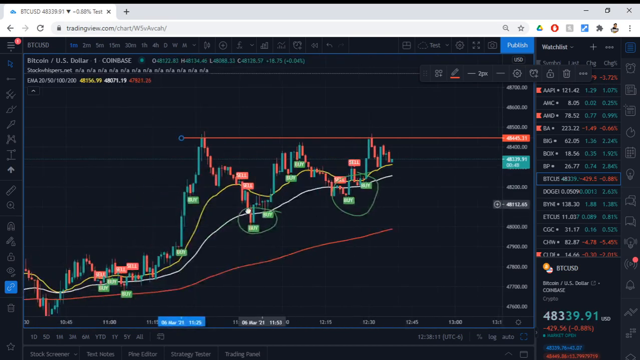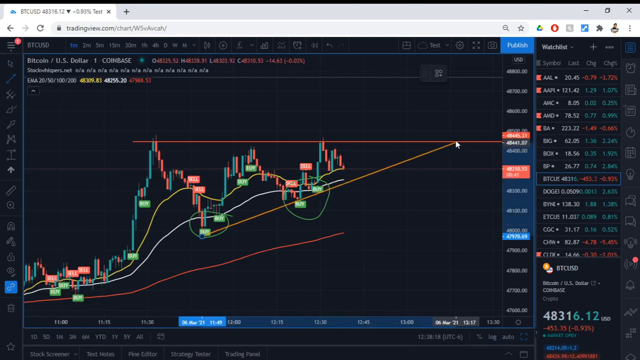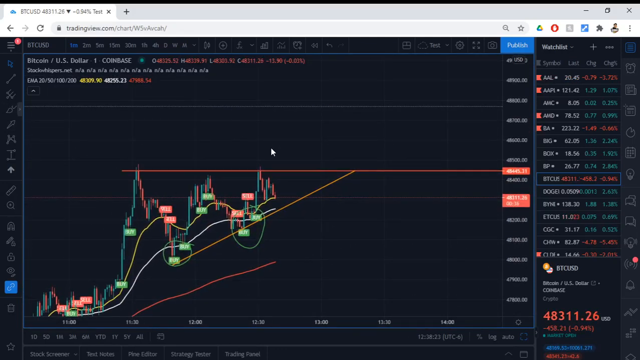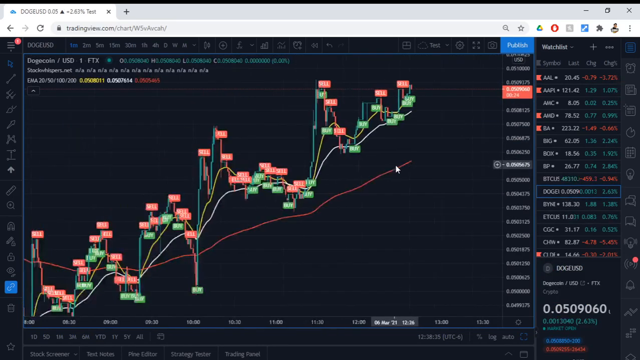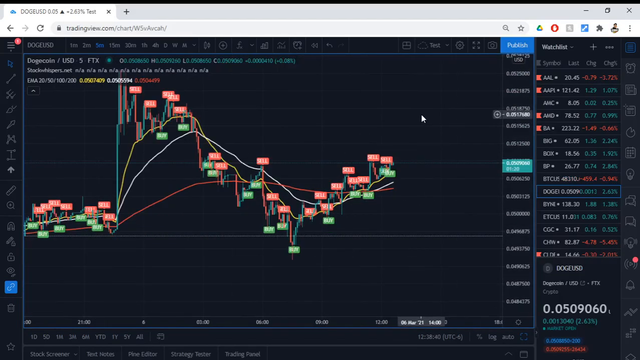Right? So ideally, you want to enter here, here. You know, it looks like it might be making a little bit of a triangle here. So you would expect this to either break up or break down at this point. So might be careful here, taking any kind of entry. Cool. So any questions? Any more questions? Any doubts? Anything on what to look for?